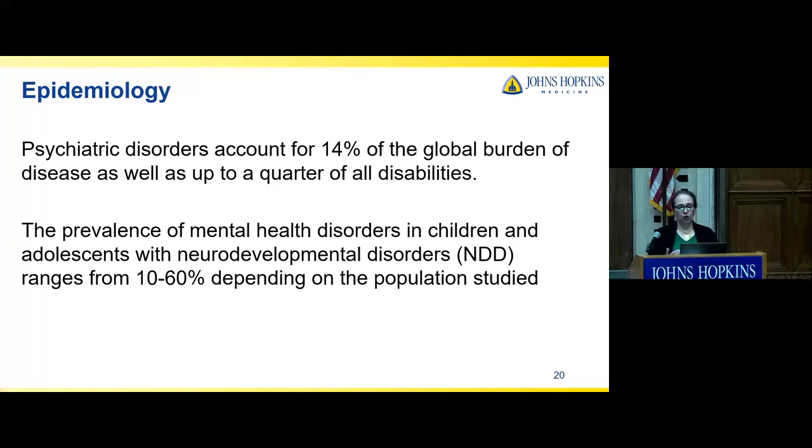Now, psychiatric disorders account for 14% of the global burden of disease, as well as 2/4 of all disabilities. The prevalence of mental health disorders in children and adolescents with NDD ranges from 30 to 60% depending on the population studied, meaning individuals with ID and ASD can have a mental health problem just like anybody else and should be addressed as such. Psychiatric disorders occur at least 3 times more often in children and adolescents with intellectual disability than in children with typical development.